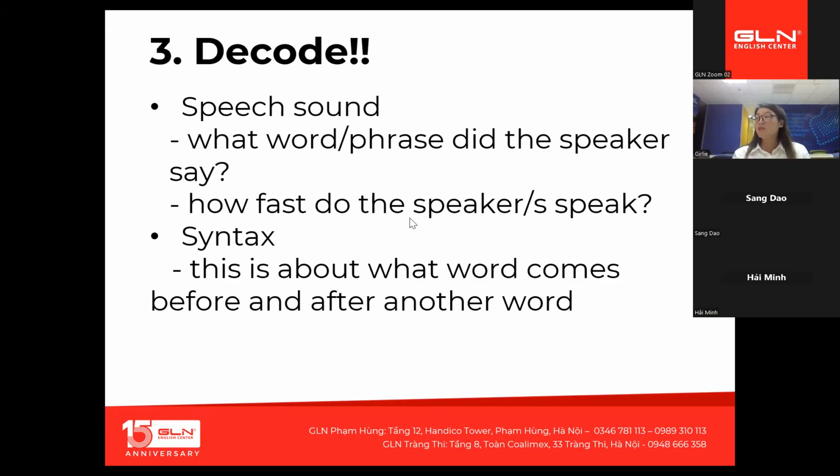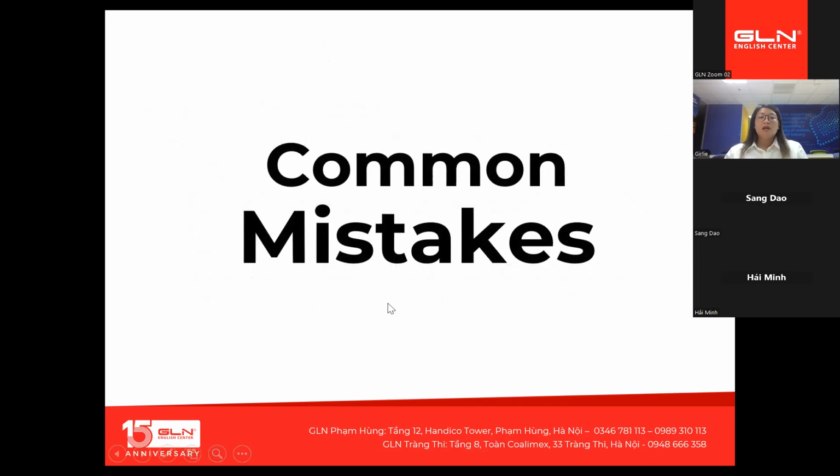So you have to be familiar with how expressions are interchanged or arranged in a sentence. Syntax is all about how words or phrases are arranged, or what word comes after the subject, what word comes after a noun, something like that. So that is decoding. Now, let's go to the next part.